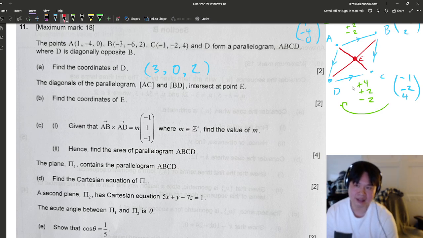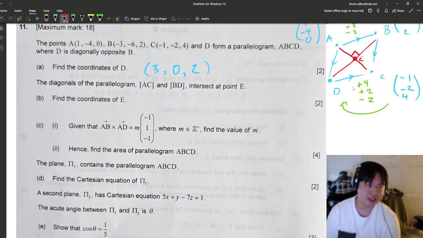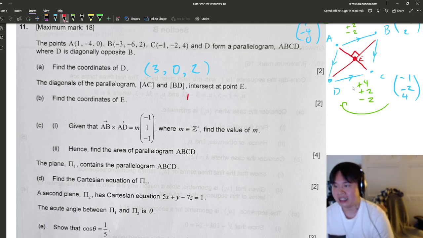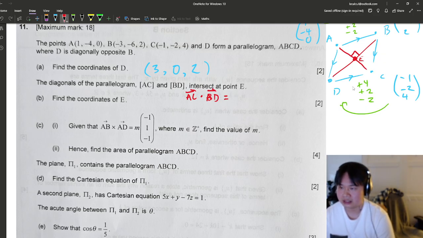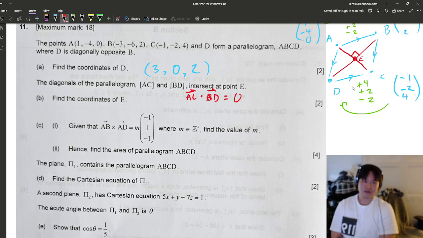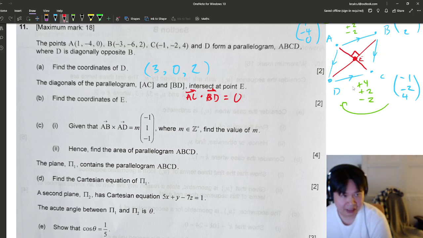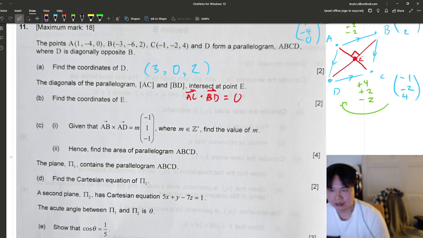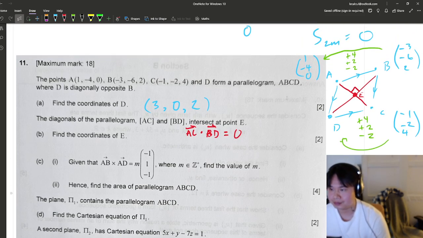If it's a parallelogram, that means that the diagonals intersect at 90 degrees. So if they intersect at 90 degrees, then that means that the vector AC, they're perpendicular, and the vector BD, if we take their dot product, scalar product, it should be 0. That's the quicker way. That's why it's 2 marks. If you were to do it the long way, it would take you more than 2 minutes to do.